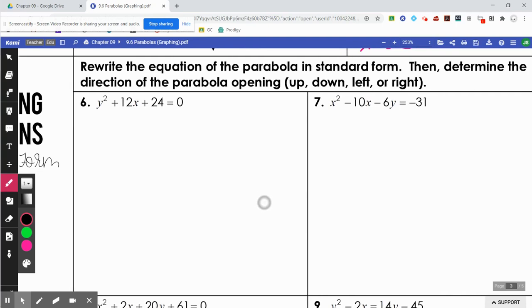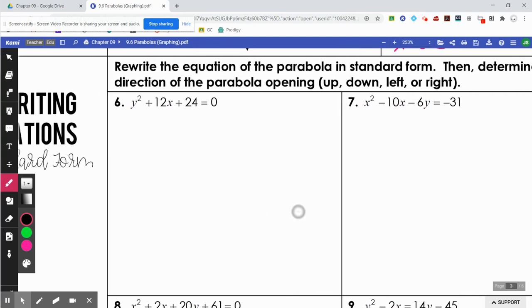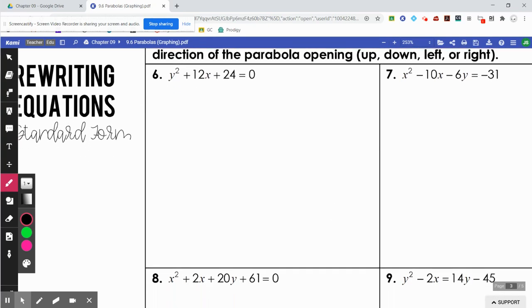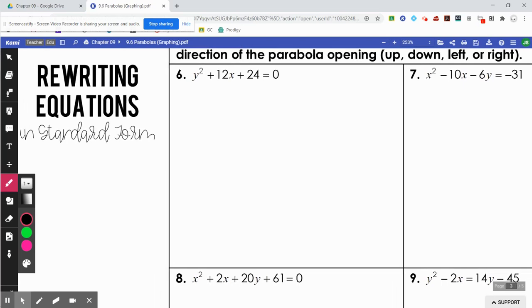Then we're going to determine if the direction of the parabola opening is up, down, left, or right. So first off, again, if it's a y-squared equation like this one, I want to solve it for x. If it's an x-squared, we're going to solve it for y. So let's go ahead and get our x by itself. Let's move our y-squared and 24 over. So that gives me 12x is equal to -y squared and a -24.